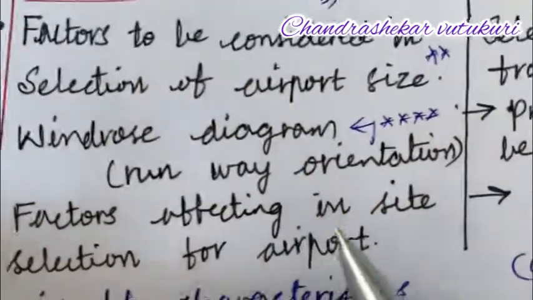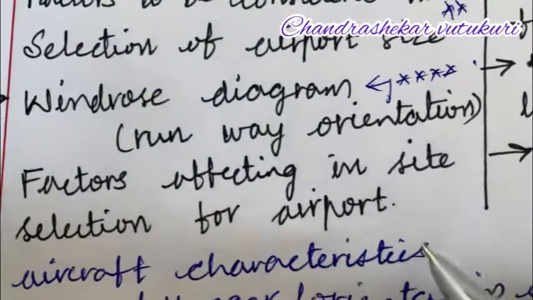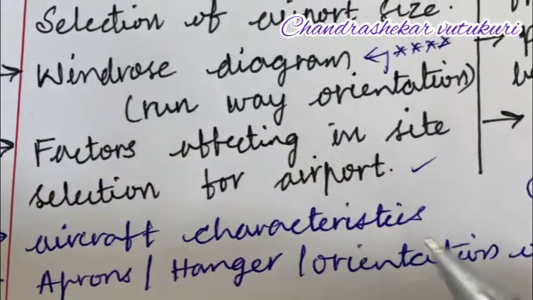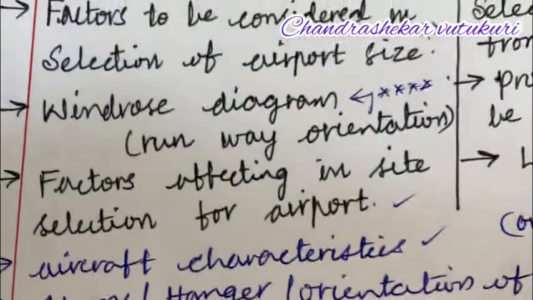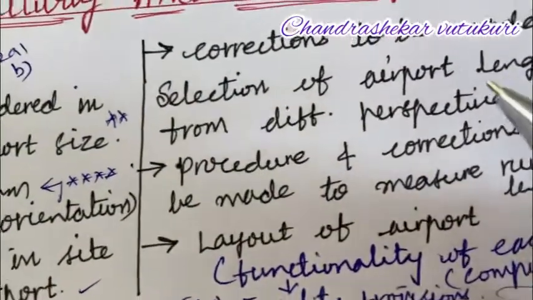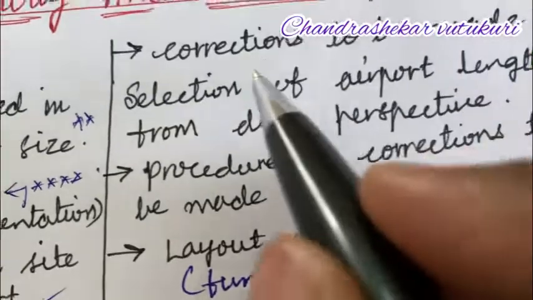I do not expect a direct 10 mark question. Factors affecting the site selection for airport may be the short question. Aircraft characteristics also may be the short question this time. The short questions are from A to J, which is a combination of 2 and 3 marks.